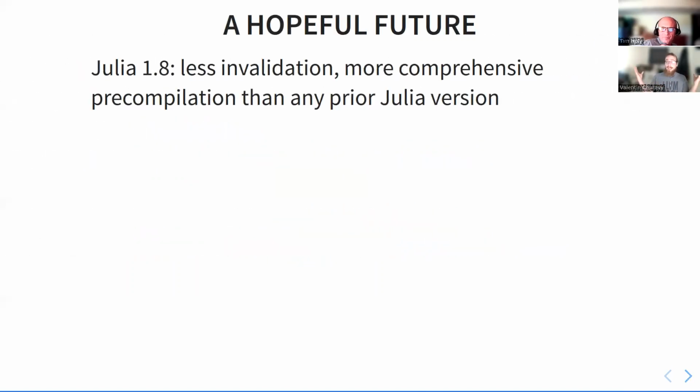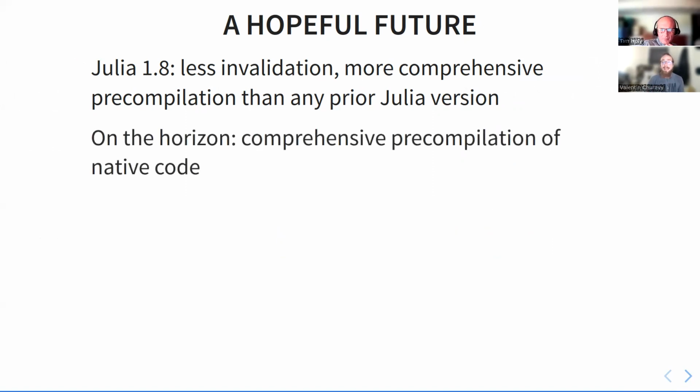So right now we're looking at a hopeful future. In Julia 1.8, we're going to have fewer invalidations and more comprehensive precompilation than in any prior Julia version. That's going to be an immediate and noticeable win, hopefully. And then on the horizon, hopefully within the next two Julia versions, we will get to a state where we have much more comprehensive precompilation and caching of native code.